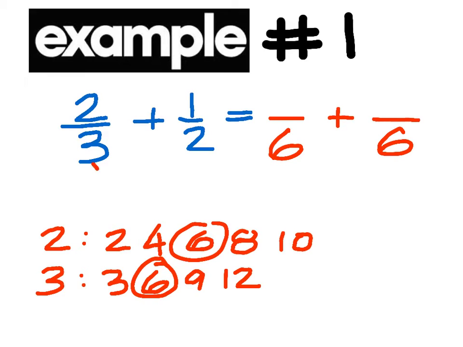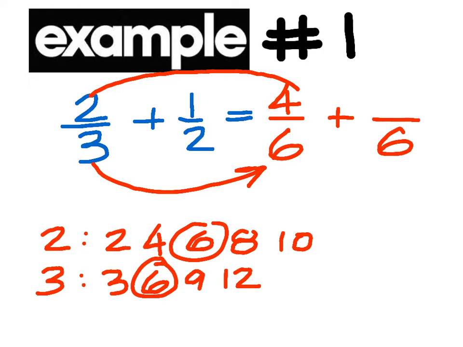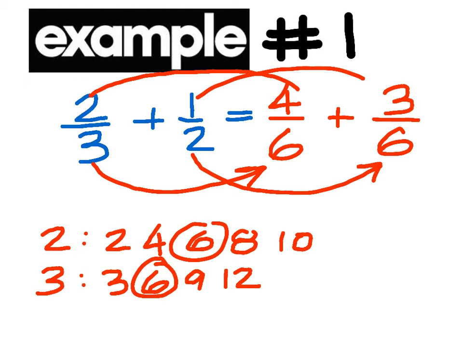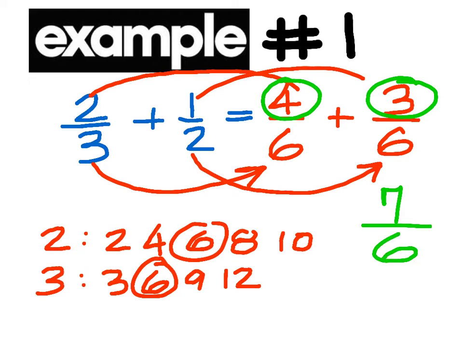Now, what do I have to multiply 3 by to get 6? 2. So I have to multiply this 2 on top by 2 to get 4. What do I multiply 2 by to get 6? 3, so 1 times 3 is 3. And then from there, you add the 4 and the 3 to get 7. Put it over the 6. No need to make a mixed number. Just leave it as an improper fraction. And that is the final answer.